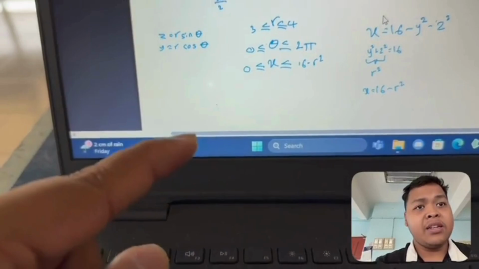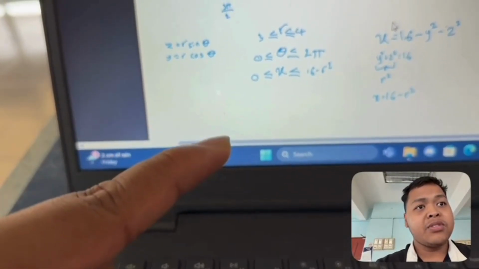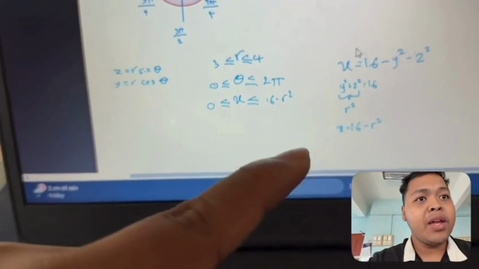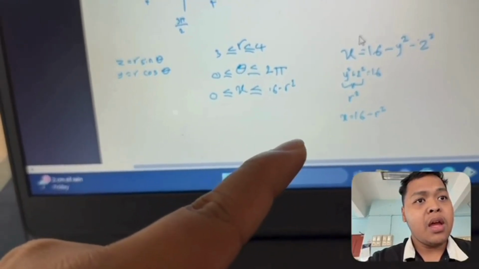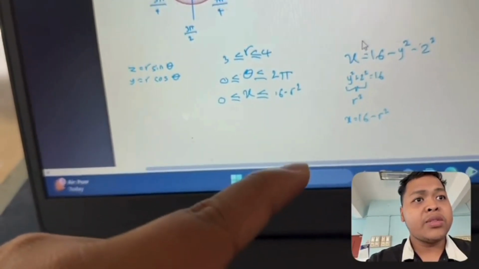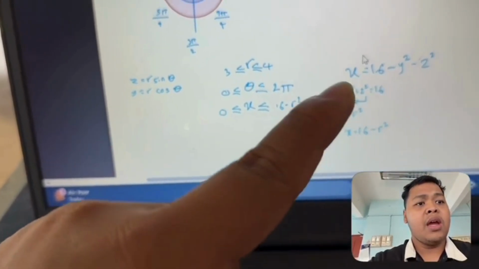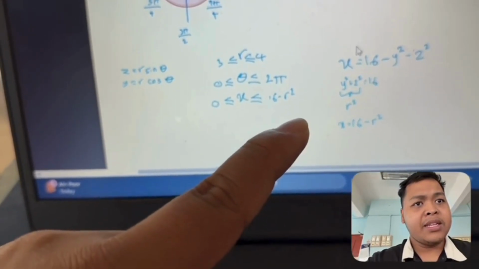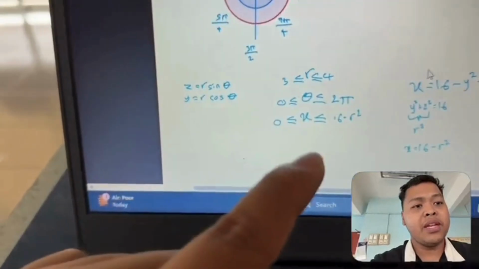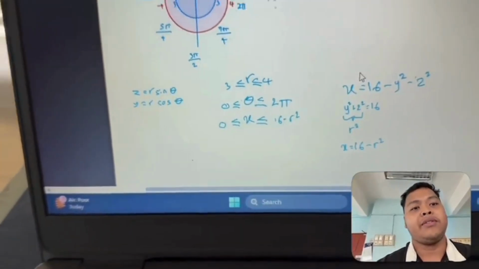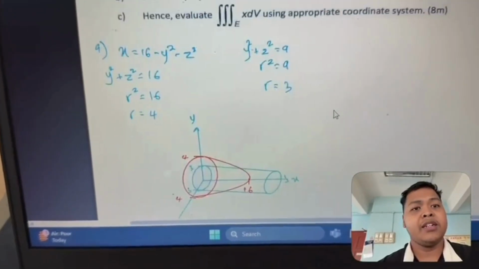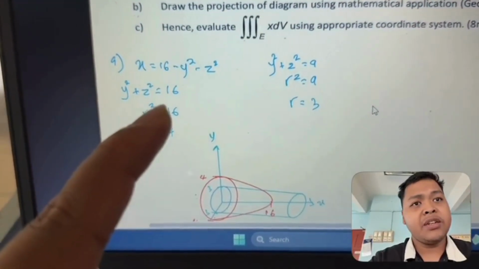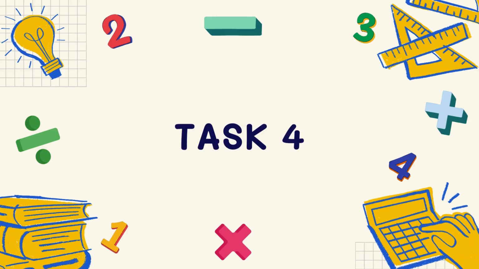For x, it is 0 less than or equal to x less than or equal to 16 minus r square. I get this from the paraboloid equation x equals 16 minus y square minus z square, and then arrange it back using the circle formula y square plus z square equals 16, where y square plus z square is the same as r square. That's why it is 16 minus r square. That's for question B. And then question C: evaluate the triple integration by using the appropriate coordinates.